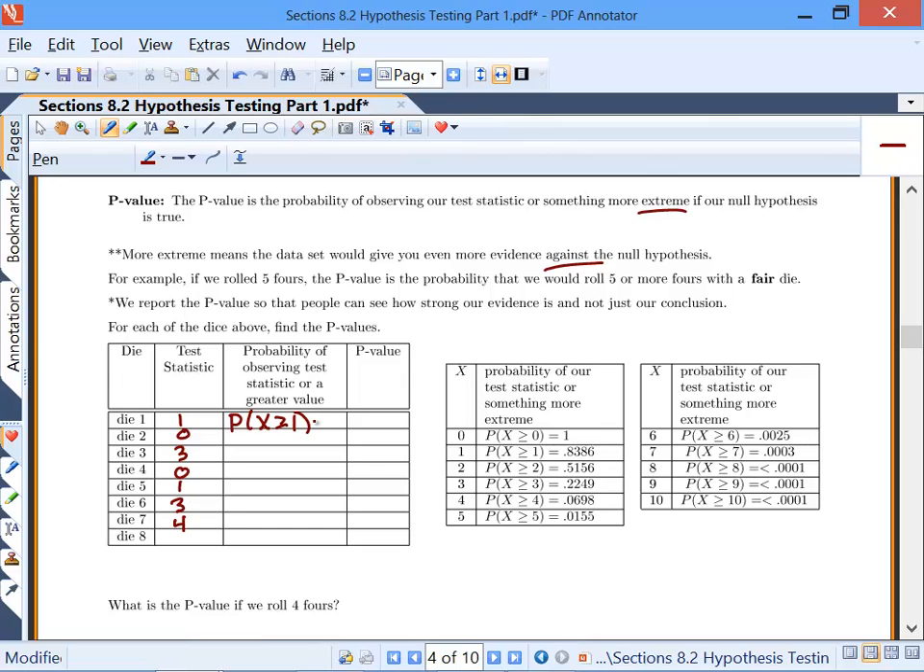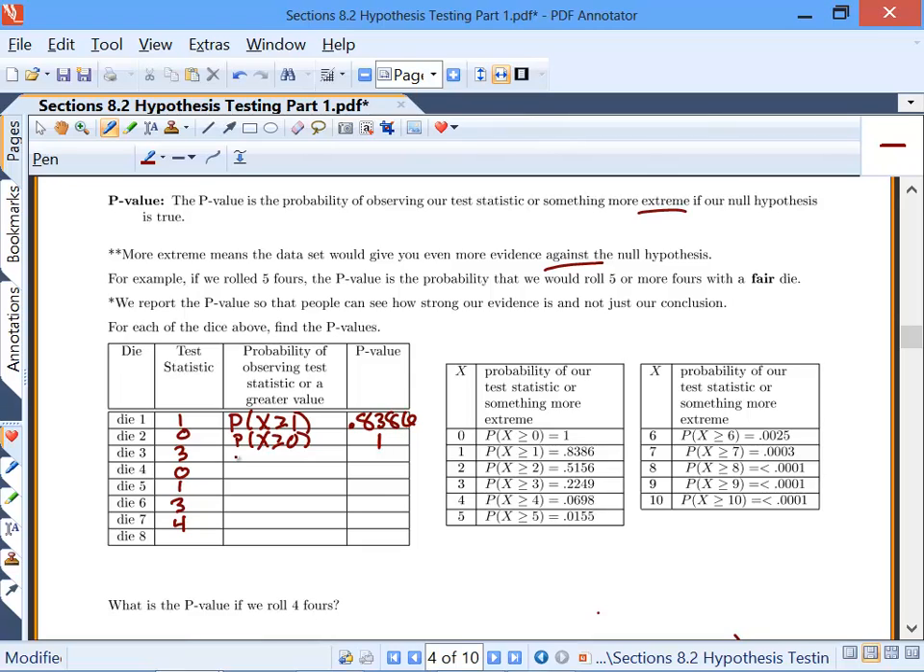So I made a nice table for you. So the probability that x is greater than or equal to 1 is 0.8386. Okay, so what this means is if my null hypothesis is true, then the probability of seeing 1 or more 4s is 83%. And that makes sense because we expected to get 1 4. There should be a pretty high probability of getting 1 or more 4s. Okay, for the 0, that's the probability that x is greater than or equal to 0, which should be 1. Okay, so if our die is fair, the probability that we get 0 or more 4s is 100%.